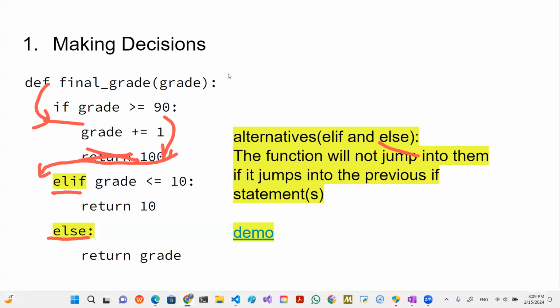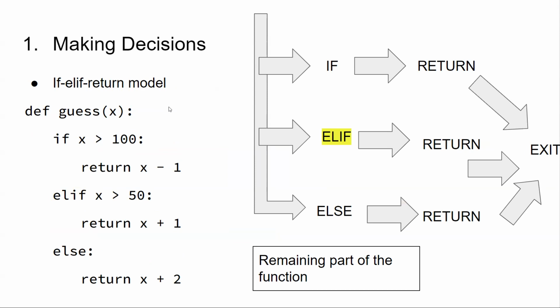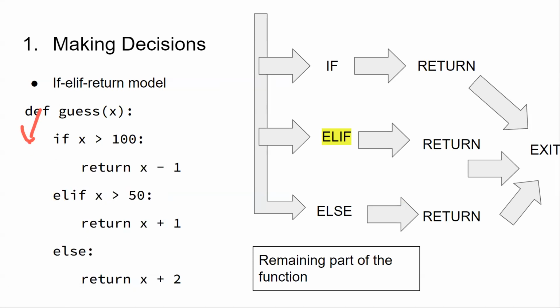Okay. Now I have four models of if statements, and they might be the same, but some of them are different from others. So let's jump into it. The if else if return model is like, whenever I jump into the function and satisfy any one of the conditions, I jump into that if statement, and I see we have return statements nested in every if condition. Then I just hit the return, and we end the function.